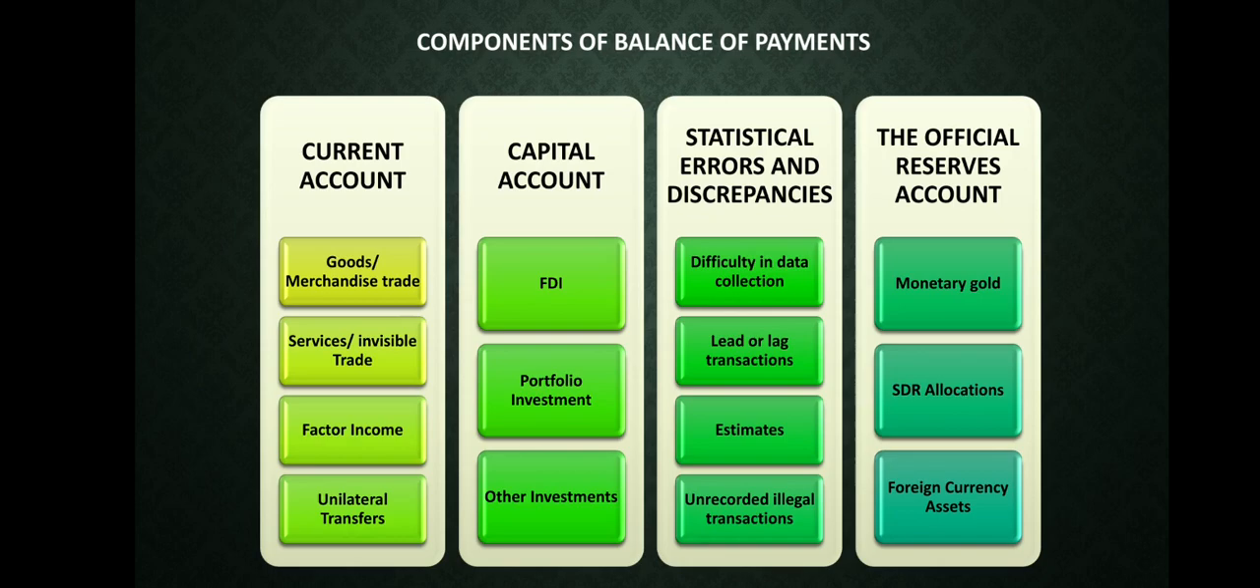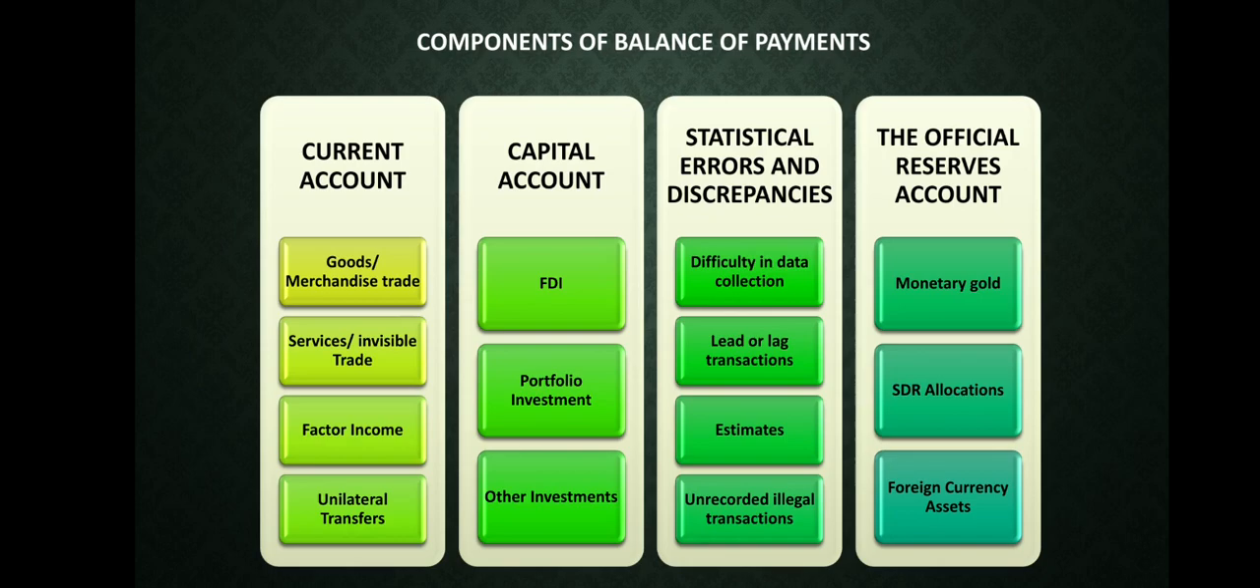The third reason is estimates. The balance of payment uses estimates to arrive at certain figures relating to travel, tourism, etc., for which exact amounts are difficult to ascertain. Estimates are based on samples. If the sample chosen is defective, the statistical discrepancy is bound to arise. The fourth reason is unrecorded illegal transactions.